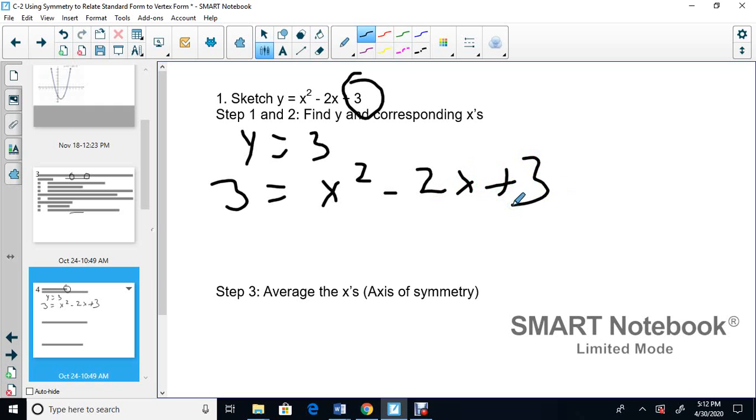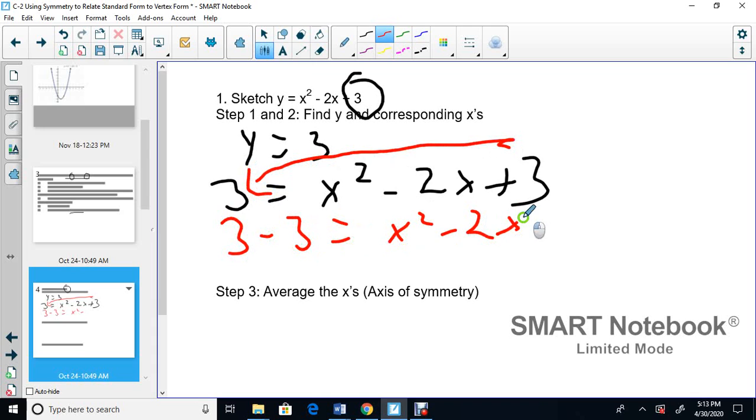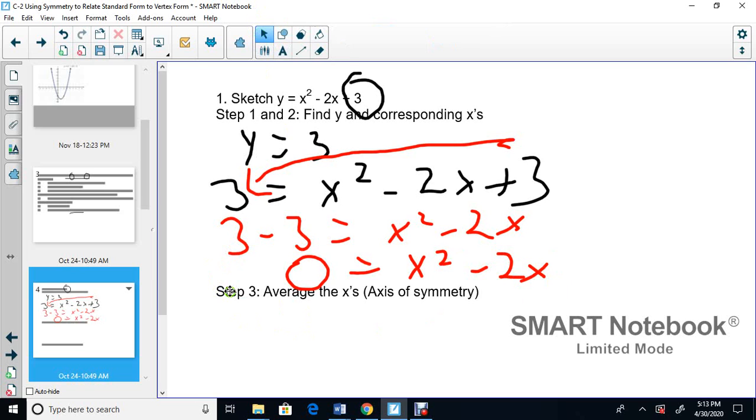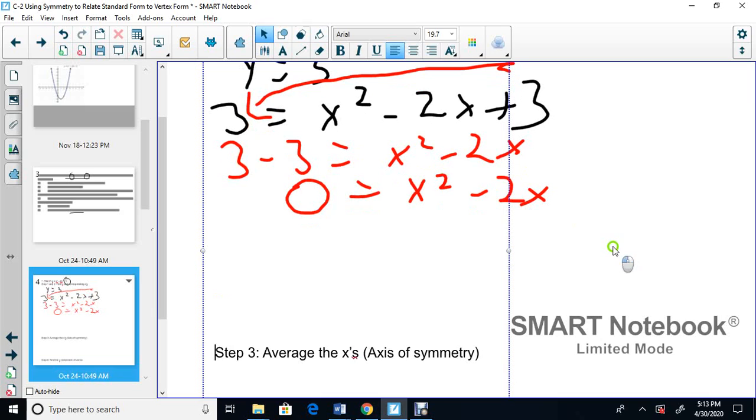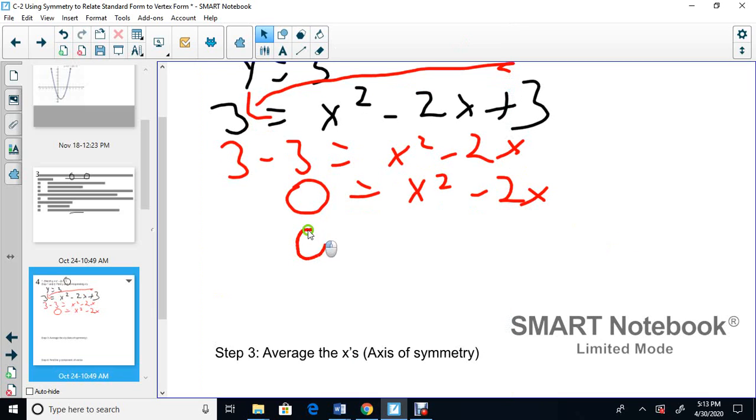Okay. So now let's bring this 3 over to the other side. It's like 3 minus 3 equals x squared minus 2x. Oh, 0 equals x squared minus 2x. Okay, let's keep going here. Now, at this point, we can common factor. We can take something out of that side. We can take an x out, so we get x minus 2.